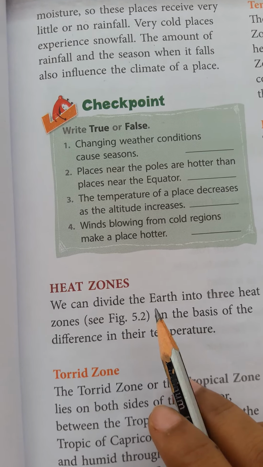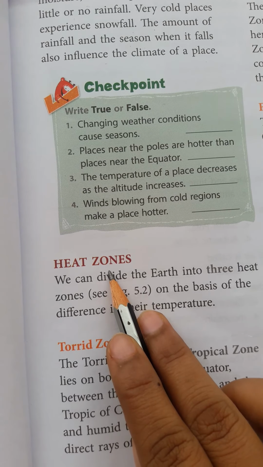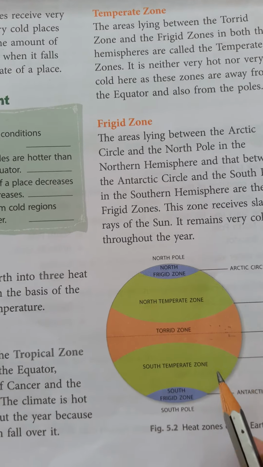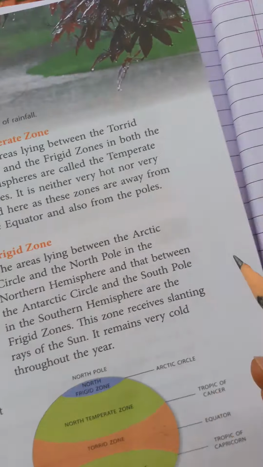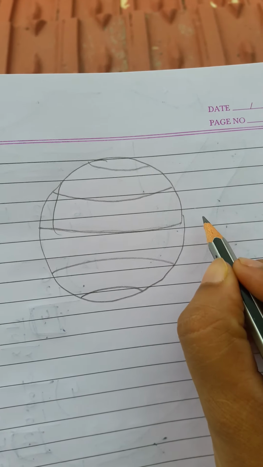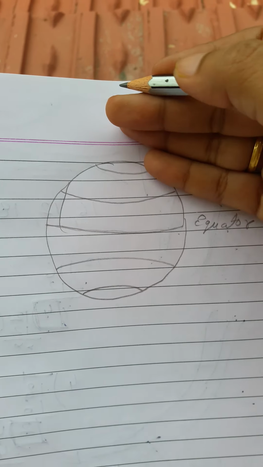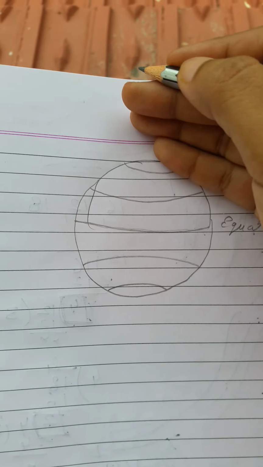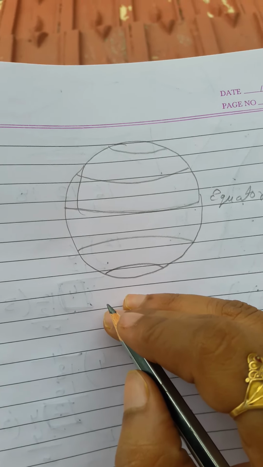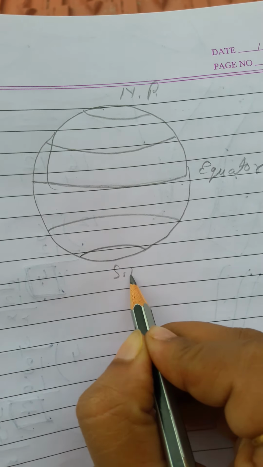Hello everybody. In this last part of chapter number 5, we'll talk about heat zones. Heat zones means these. Suppose this is our globe, this is the equator. Above the equator, it is northern hemisphere, and below the equator is southern hemisphere. This will be north pole, this will be south pole.